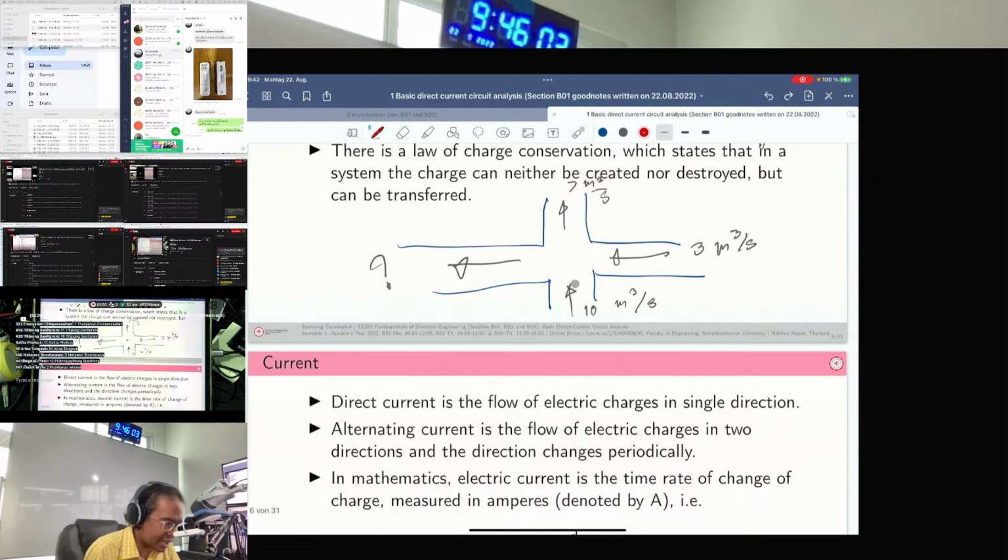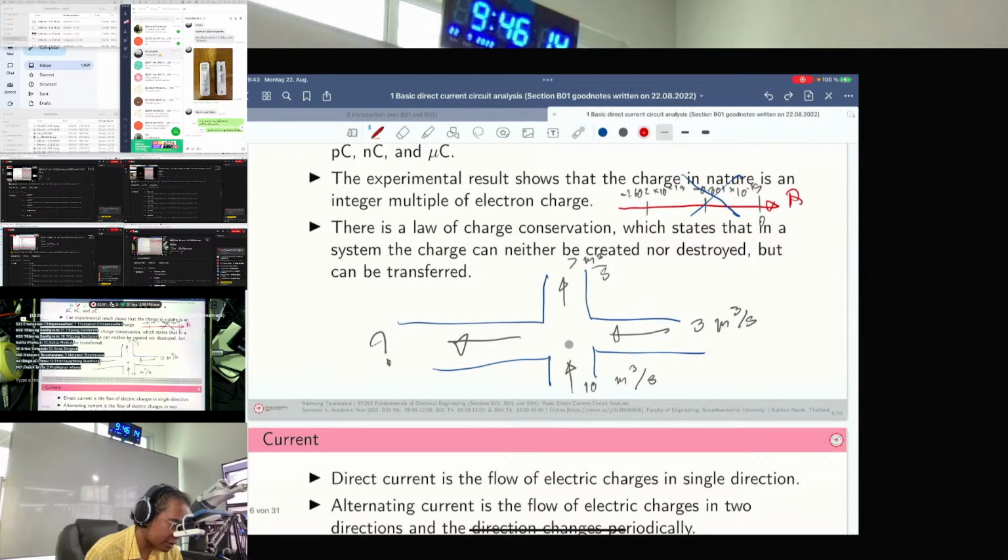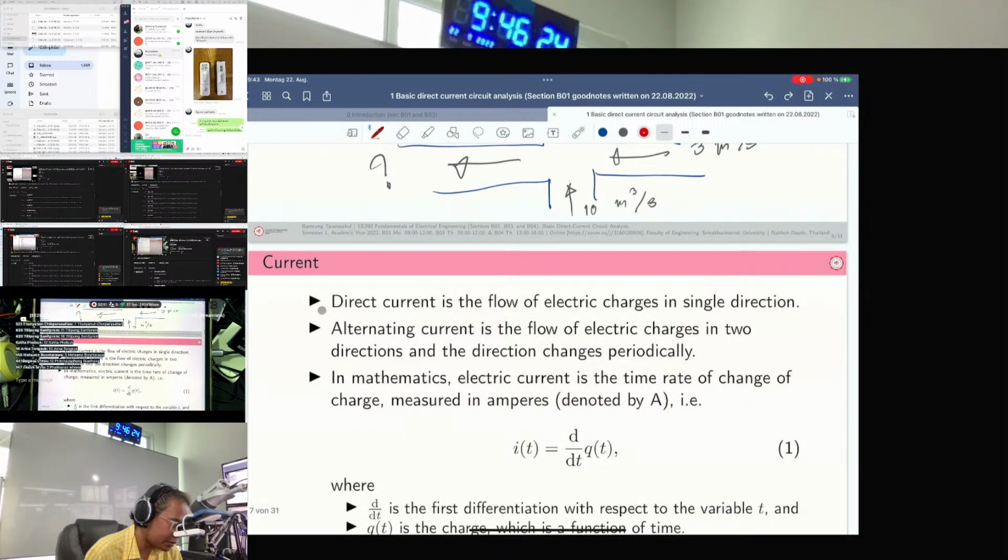Okay, now we will talk about the current. You have already seen water flow rate, right? Water flow rate is the rate of water that flows per time. In the same way, once the charge flows like this, the current is defined as the ratio between charge movement per time.